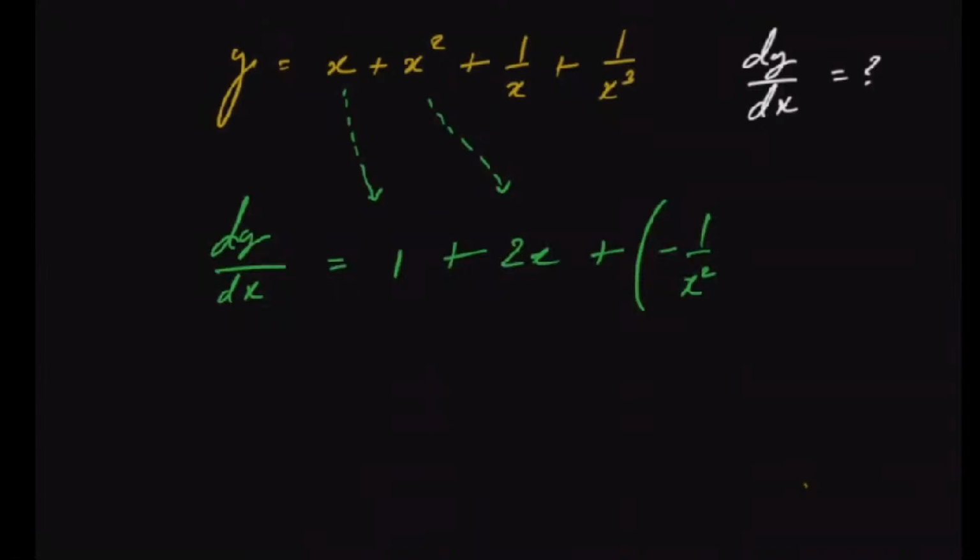You'll get it by using the formula for the derivative of x power n, because n is minus 3 here. So minus 3 times x power minus 3 minus 1 is x power minus 4, which turns out to be this. So what is dy by dx? Dy by dx is 1 plus 2x minus 1 by x squared minus 3 by x power 4. This is your answer. So let me go back to the PDF and check.